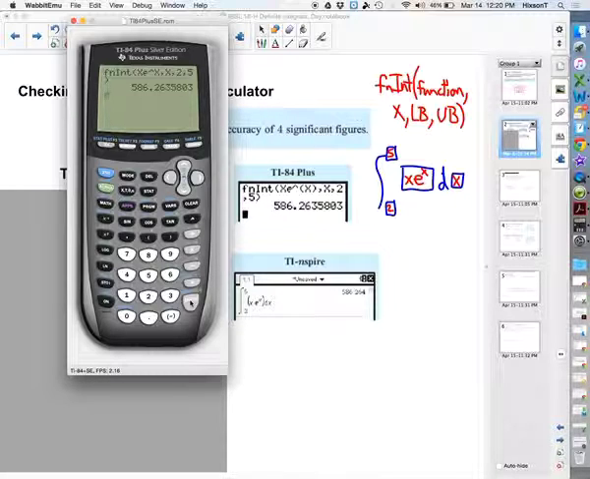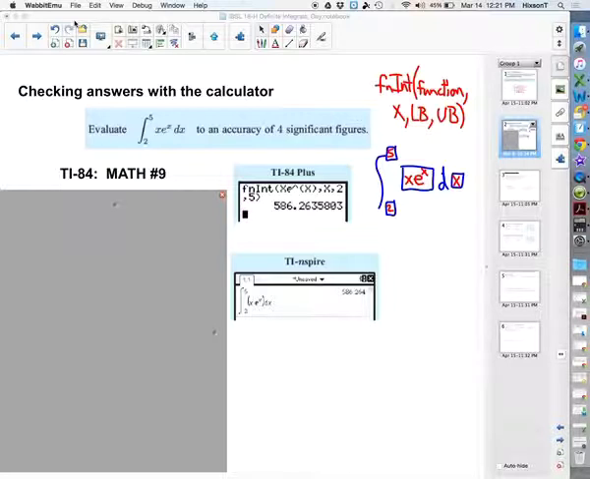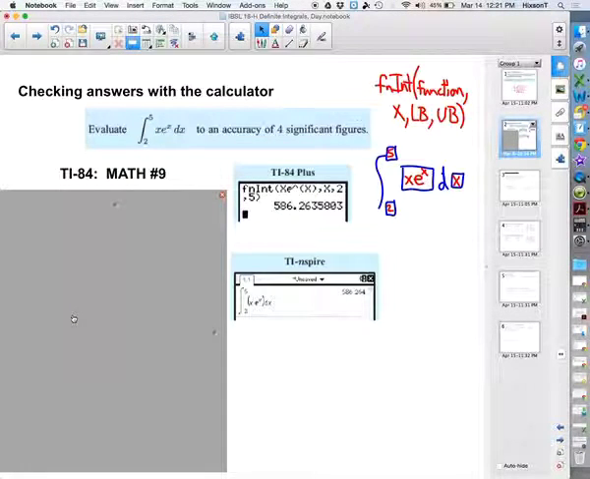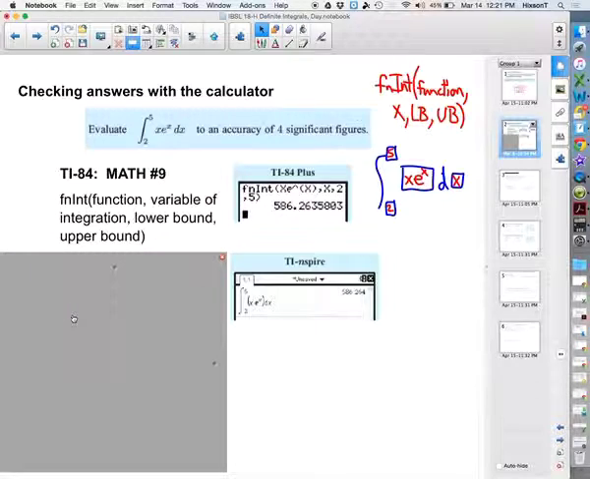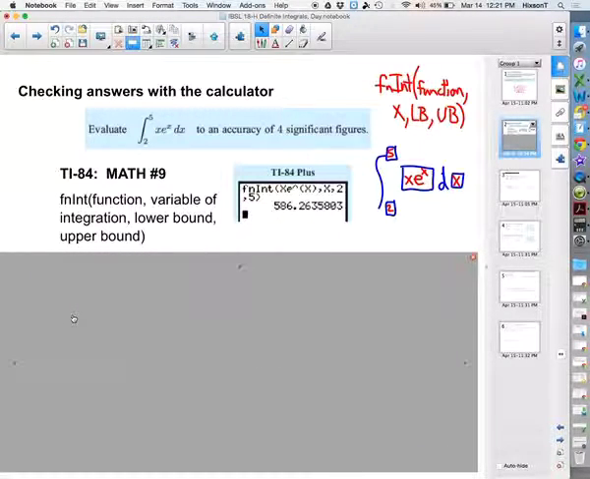Everyone understand that? Can you show me one more time how you get to it? Hit the math button right here, and then all the way down at number 9. You can just hit the number 9 and it'll put it there for you. Alright, so that's on the 84 or the 83. That's what you plug in.